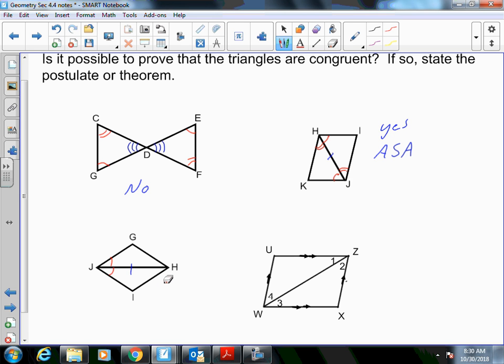Really don't have anything that would guide us to saying that anything else is congruent. So this one is a no again.